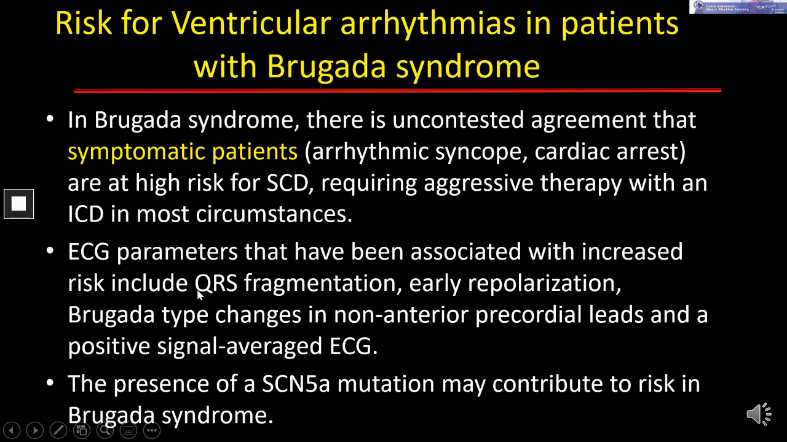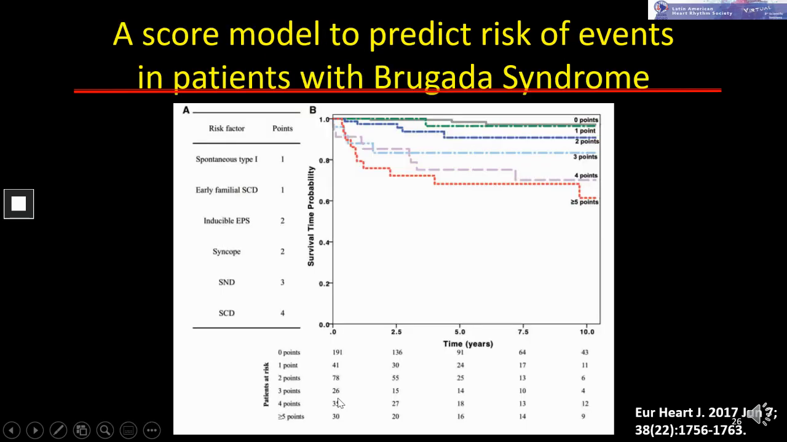ECG, including the QRS fractionation, early repolarization, and Brugada type change from the precordial lead to the other non-anterior precordial lead, and also the positive SECG. These are very important factors for the ventricular arrhythmia. Also, the presence of SCN5A mutation also contributes to a risk in patients with Brugada.